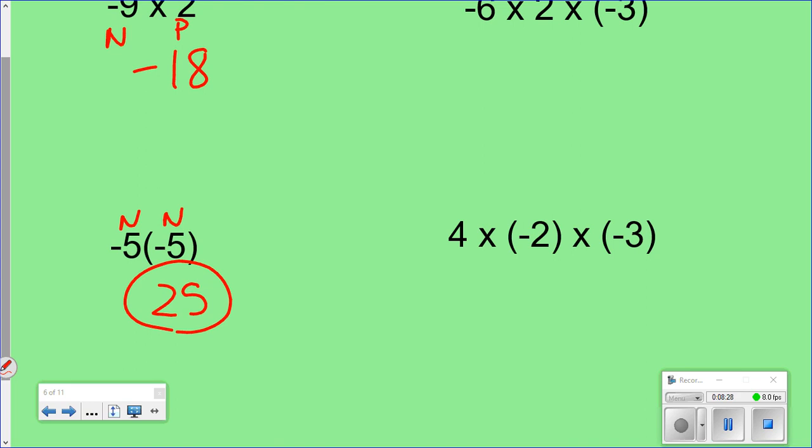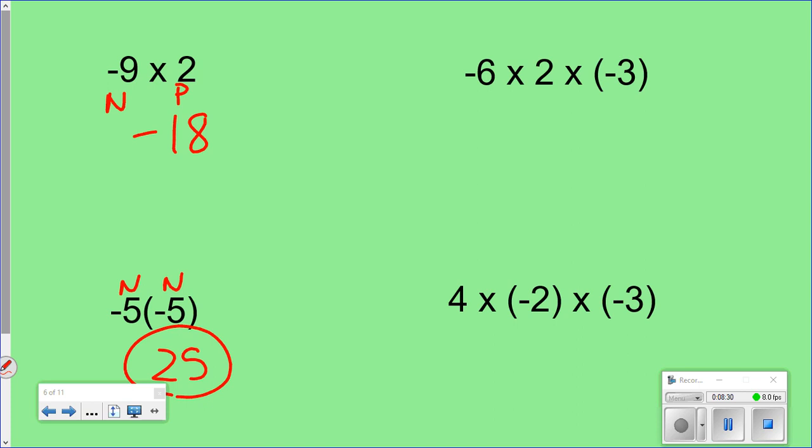Another thing you might see today are ones that have 3 numbers. If you remember in your homework, we had some with 3 numbers on the bottom. The last 4 on the homework were 3 numbers. How did you solve those? Do the first two first, and that's exactly what you're going to do here too. What's negative 6 times 2? Well, 6 times 2 is 12, correct? What sign is it going to be though? Yep, negative.